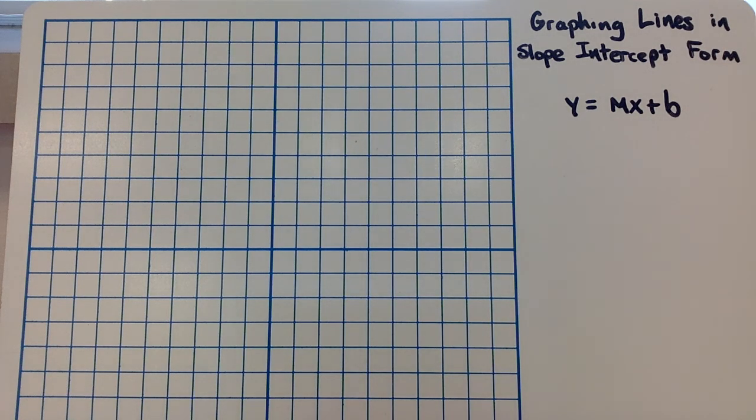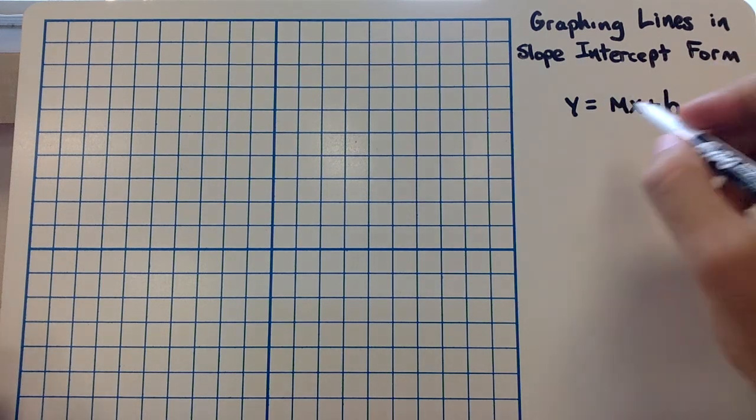So in a previous video, I had you guys graphing lines by making a table. And a table is a really good method to use, but this video is going to show you a shortcut that you probably already remember from Algebra 1. We're going to learn how to graph lines in something called slope-intercept form.